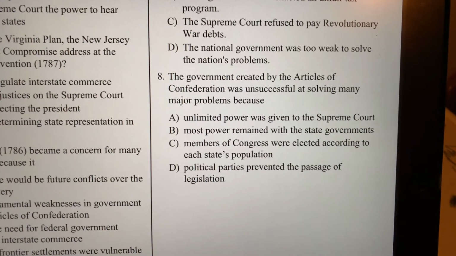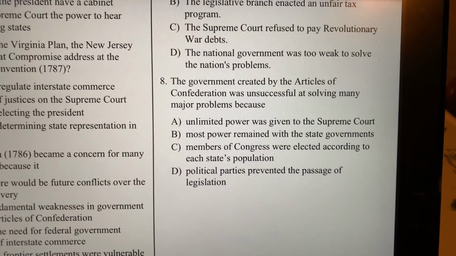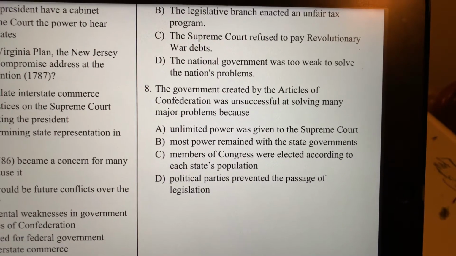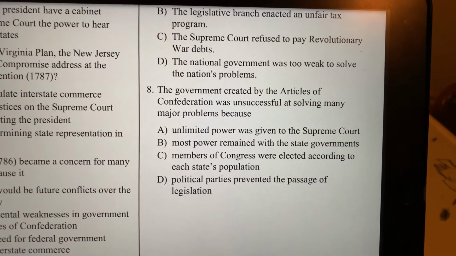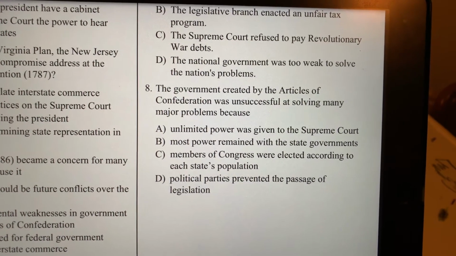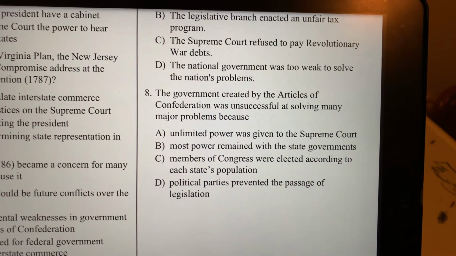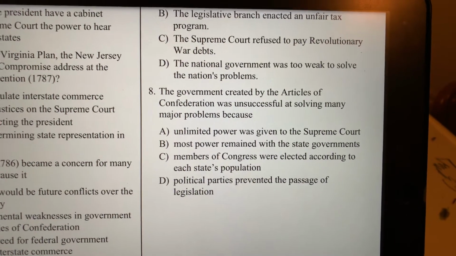Number 8. The government created by the Articles of Confederation was unsuccessful at solving many major problems because A. Unlimited power was given to the Supreme Court. B. Most power remained with the state governments. C. Members of Congress were elected according to each state's population. Or D. Political parties prevented the passage of legislation.